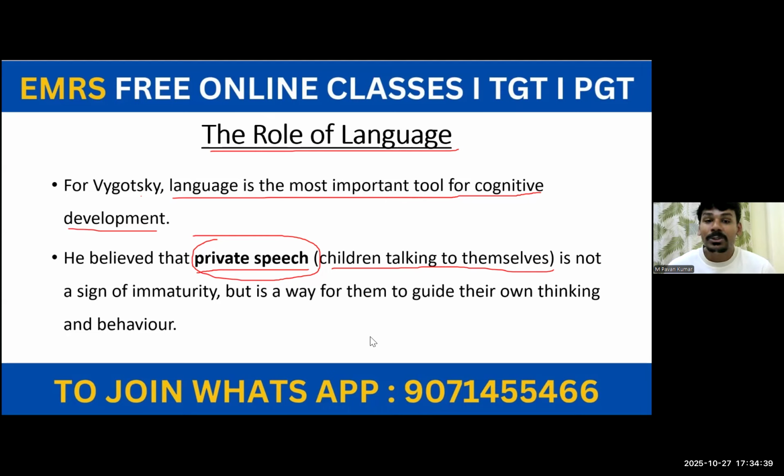This private speech eventually becomes internalized and silent inner thought. We all now do think in our head. We do not just say everything out. But for children to develop that, they start with mumbling and doing all these things. So this is what he has talked about, the role of language. Private speech is nothing but children talking to themselves. Okay. Please remember the meaning of private speech is children talking to themselves.